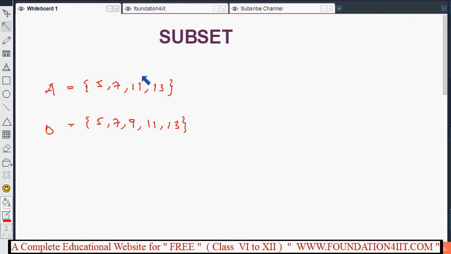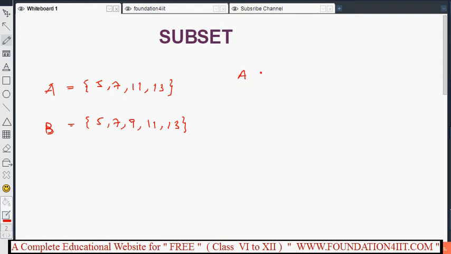If A and B are two sets given in such a way that every element of A is in B, then we can take A is a subset of B. So every element of set A is in set B. So 5 is in set B, and 7 is an element of A and is in set B, and 11 and 13 also are in B. So some extra elements are there, but every element of A is in set B. Then we can take A is a subset of B.